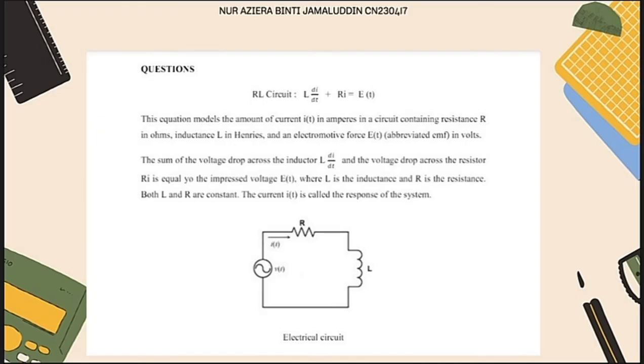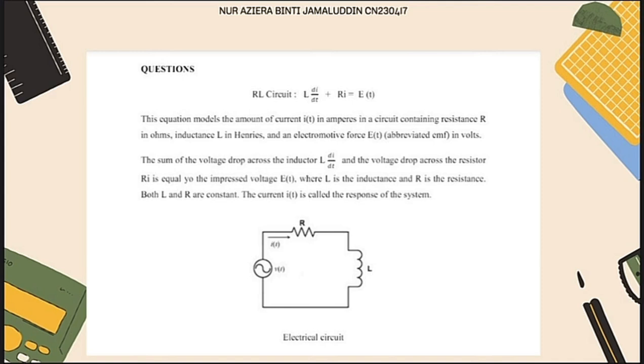The differential equation L dI/dt + Ri = E(t) can be used to model the amount of current i in amperes in a circuit containing a resistance R in ohms, inductance L in henrys, and electromotive force E(t) in volts. Another way to say this is the sum of the voltage drop across the inductor, L dI/dt, and the voltage drop across the resistor, R times i, is equal to E(t), where L is inductance and R is resistance, and both L and R are constant. The current i(t) is often called the response of the system.